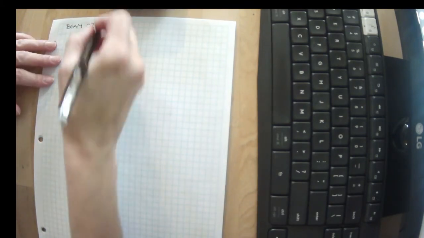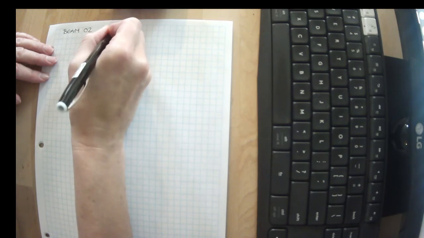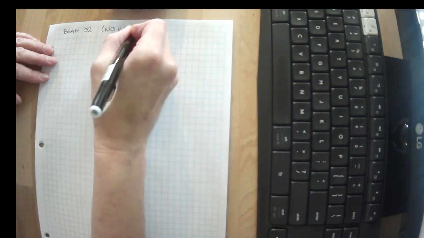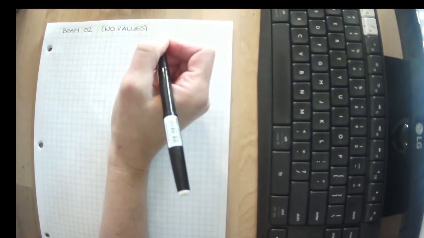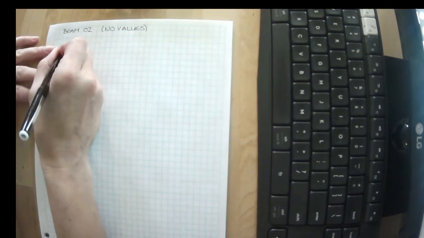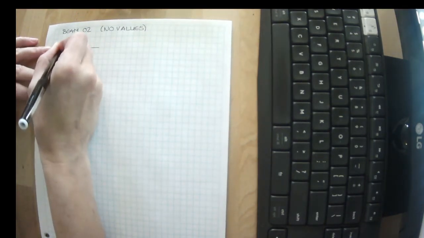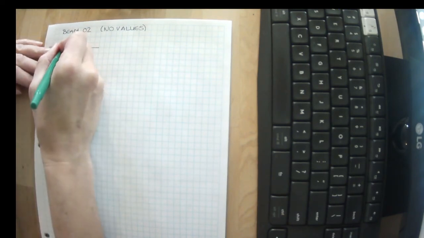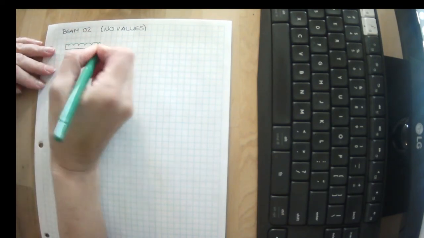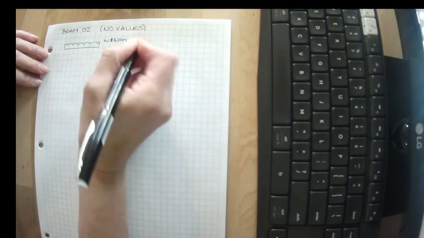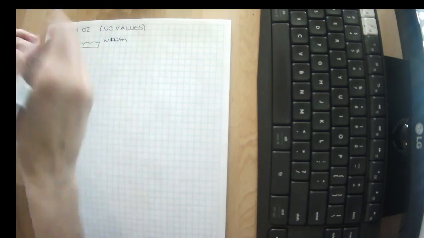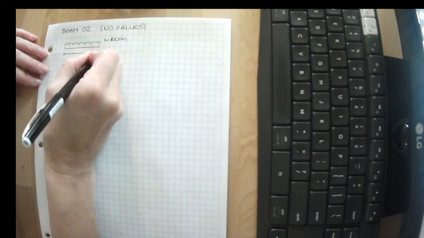Okay, so we're going to do the same thing, but with no values. We're not even going to try it with values. I have so much faith in you guys, we're going to jump right into no values for this bad boy. So we have an applied load of W, and W is in kilonewtons per meter, and our beam is an unknown length L.